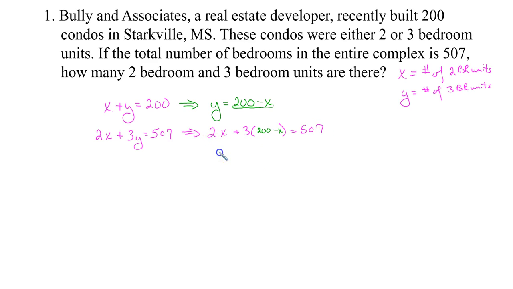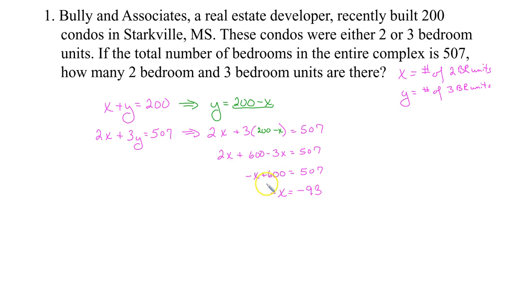Now I can simplify and solve. I get 2x plus 600 minus 3x is equal 507. This gives me negative x plus 600 is equal to 507. If I subtract 600 from both sides, I get negative x is equal to, oh good, it's a negative 93.